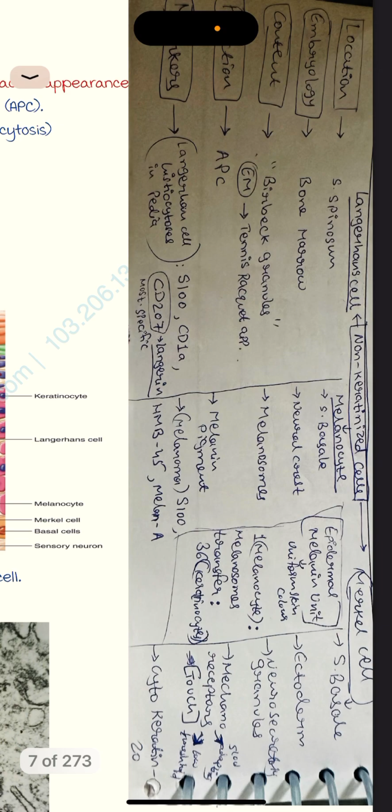Langerhans cell is detected by S100, CD1a, and CD207. CD207 is langerin, which is most specific and seen in Langerhans cell histiocytosis. Melanoma markers are S100, HMB45, and Melan A. And Merkel cell marker is cytokeratin 20.